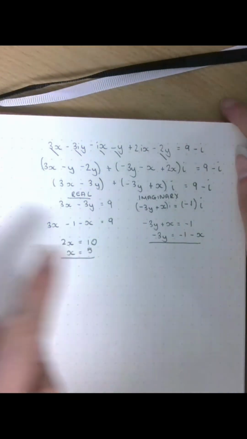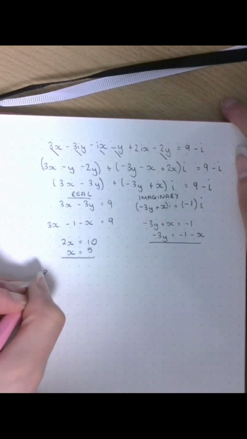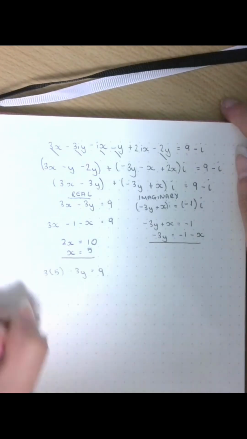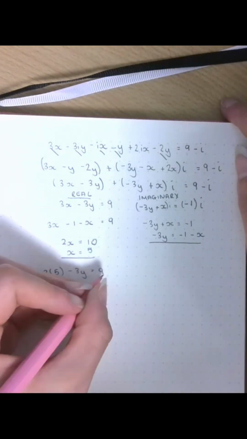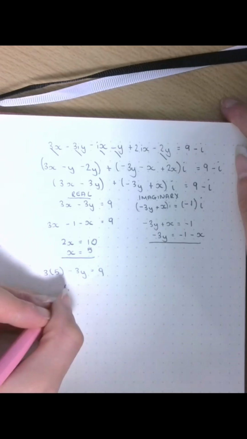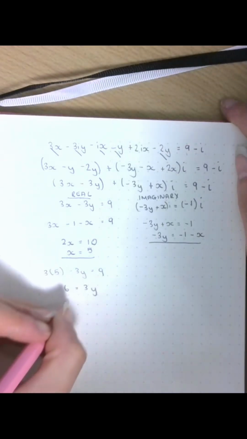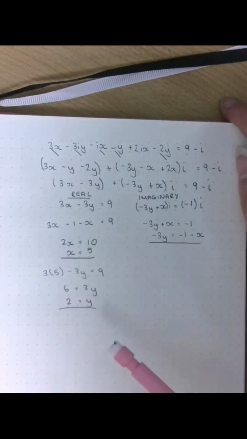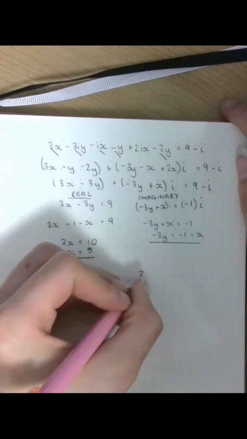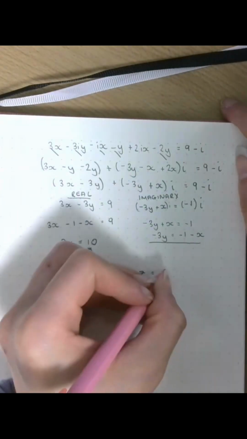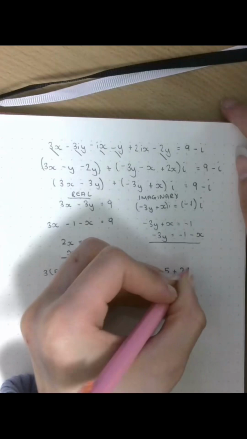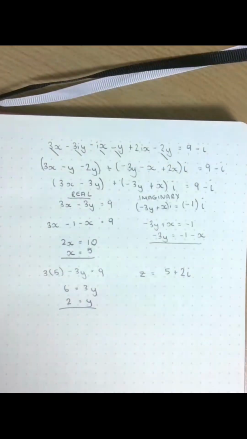And then let's substitute x as 5 into one of them. So let's just do it for this one. So let's do 3 lots of 5 minus 3y is equal to 9. This is 15. So if we do 15 take away 9, that would be 6 is equal to 3y. So therefore 2 is equal to y. z is going to be 5 plus, they put iy, but I'm going to put 2i. So that is my solution.